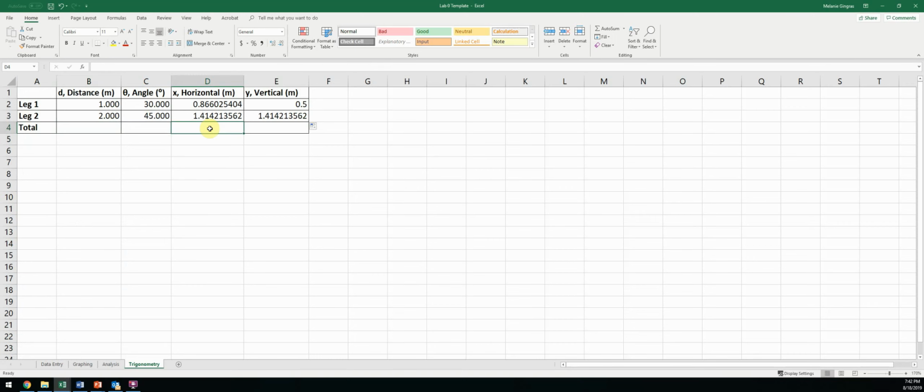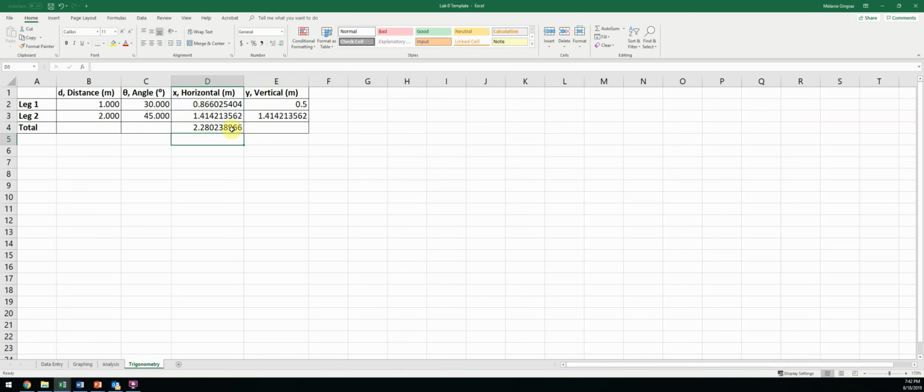So there are 2 ways that we could do this. The way that I'm going to do it is I'm going to simply add them, but if we had more than 2 legs, if we had like 8 legs or something, we would probably want to sum them. Okay, so I'll show you both ways. So equals, we're telling Excel we want to do math. We're going to add x1 to x2.